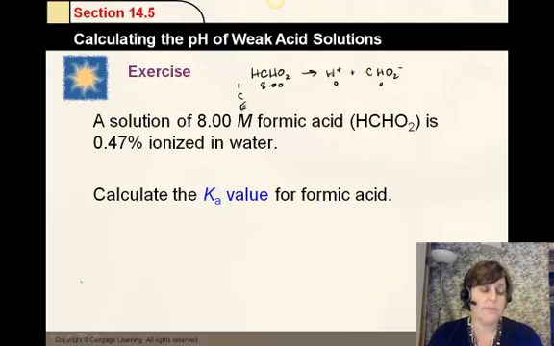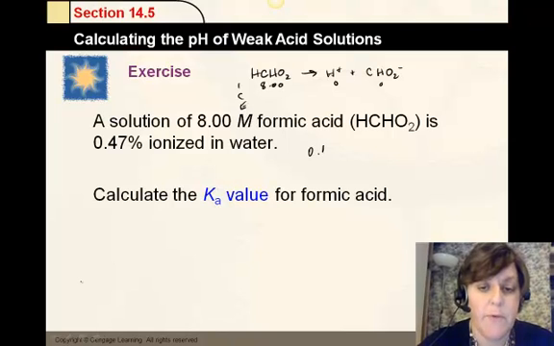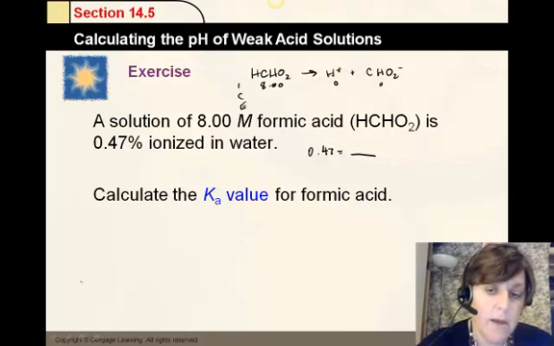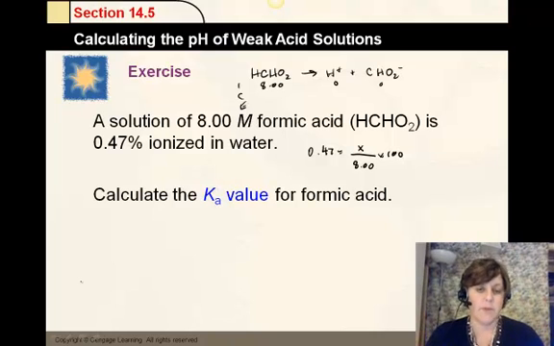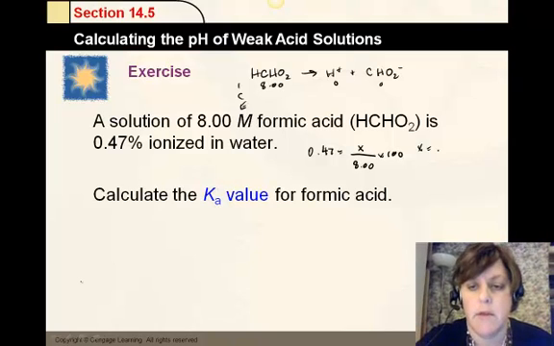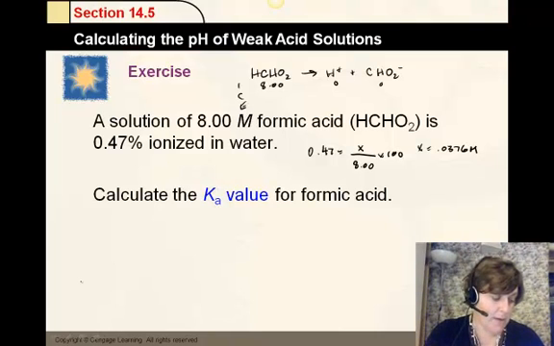Well, I know the percent dissociation is 0.47. So what I'm going to do is use that formula: 0.47 is equal to the percent dissociation of the hydrogen over the initial concentration times 100. When I solved this, I actually got 0.0376. And then, from that, I can calculate the Ka value for the formic acid.